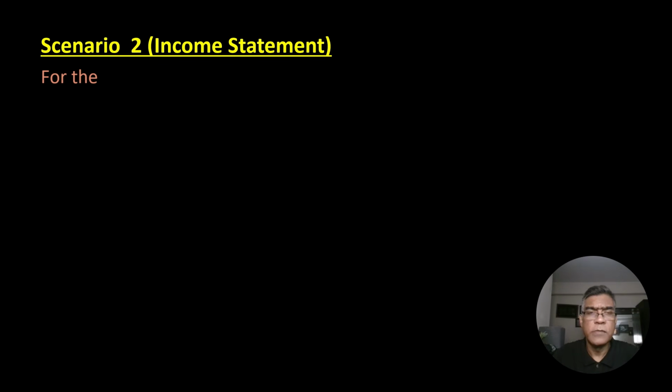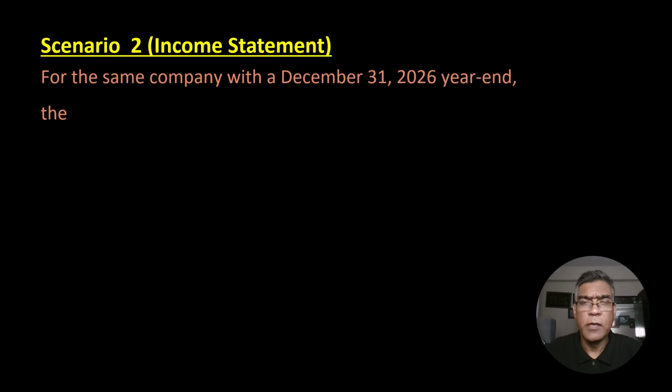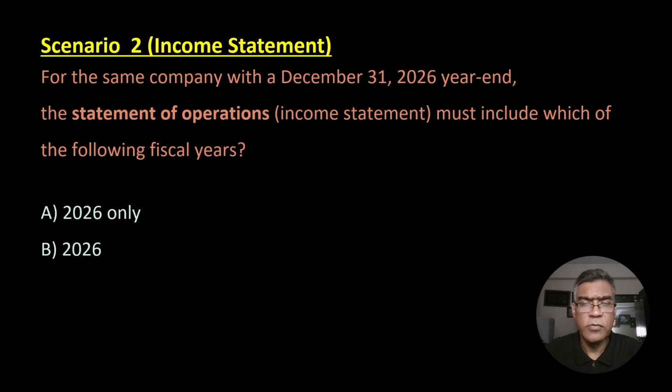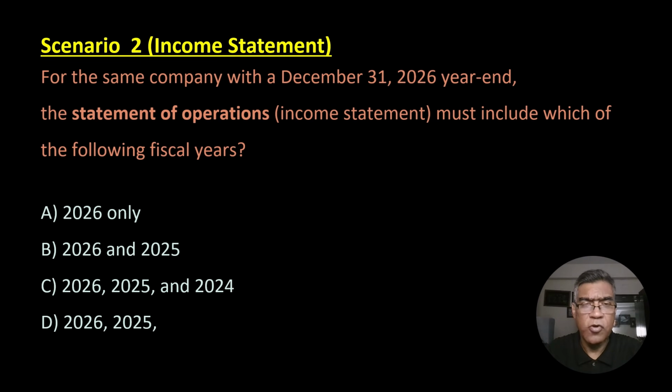Scenario 2. Income statement. For the same company with a December 31st, 2026 year end, the statement of operations, income statement, must include which of the following fiscal years? A. 2026 only. B. 2026 and 2025. C. 2026, 2025 and 2024. D. 2026, 2025, 2024, and 2023.